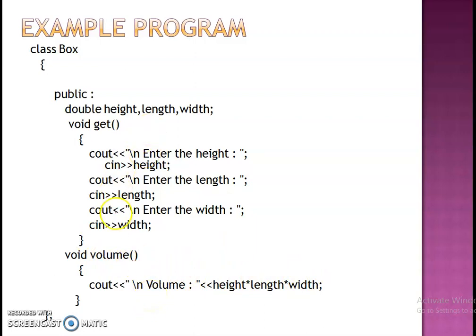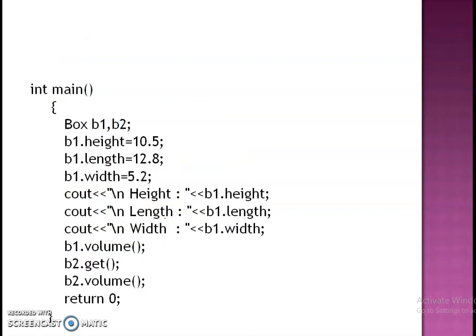Now these functions act as inline functions, even though we don't give the inline keyword. This is too simple, so automatically it is considered an inline function. In main, we are creating the objects B1 and B2 of class Box. The height, length, and width are public data members, that's why we can access them like this. We access the data members, and also assign values to them. After that, I have displayed them.